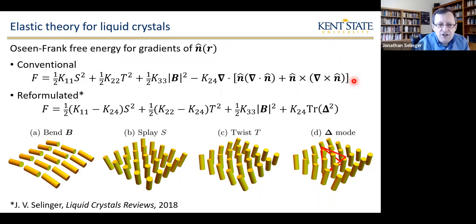A few years ago, I suggested a reformulated version of the same free energy density, which looks like this, expressed in terms of splay, twist, bend, and this fourth elastic mode called delta, illustrated in this picture. That was my talk at the APS meeting in 2019, and it's described in this article. So the point is that these two expressions for the Oseen-Frank free energy are mathematically equivalent to each other.